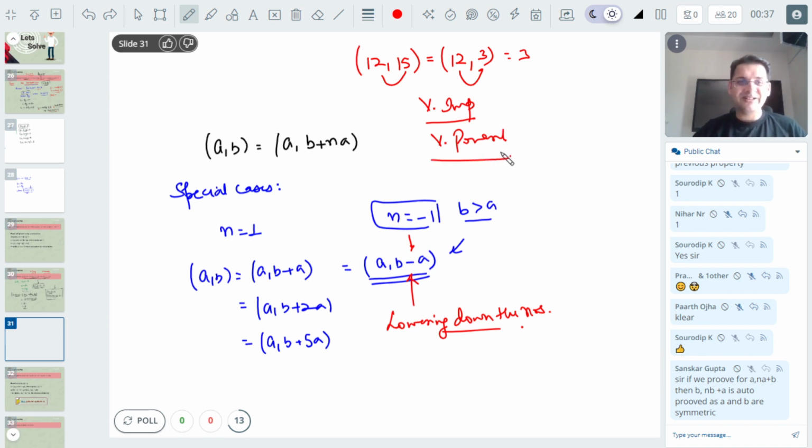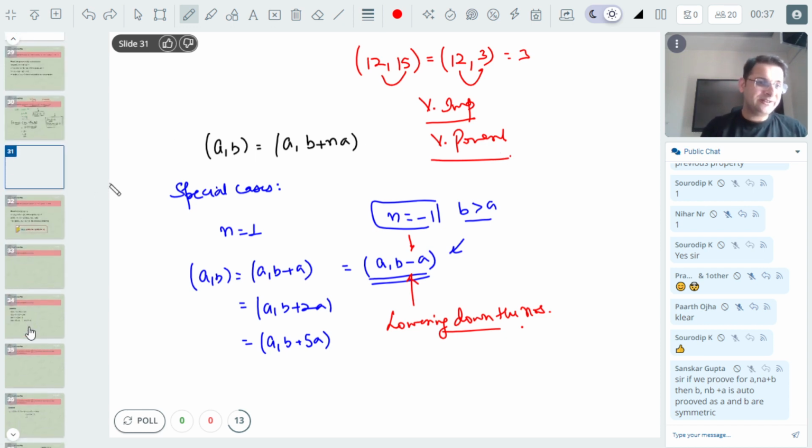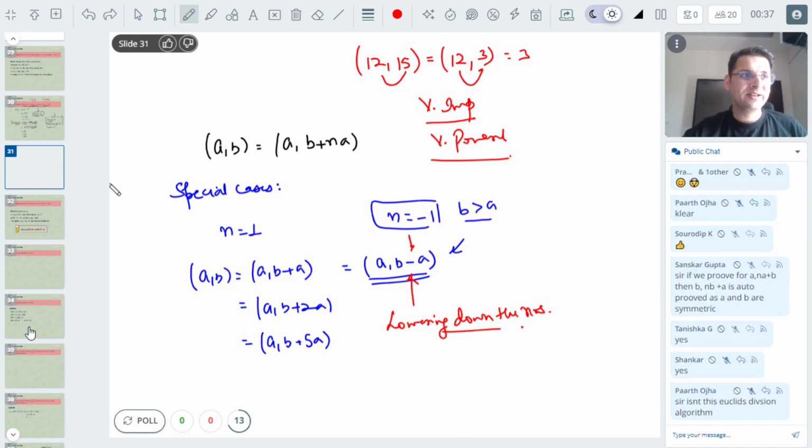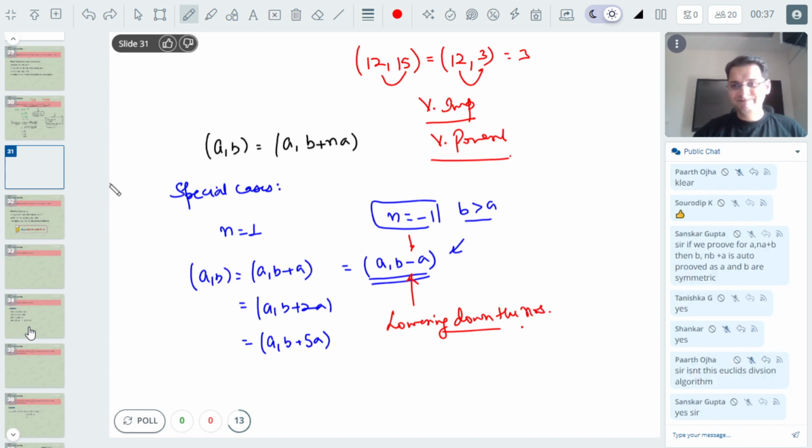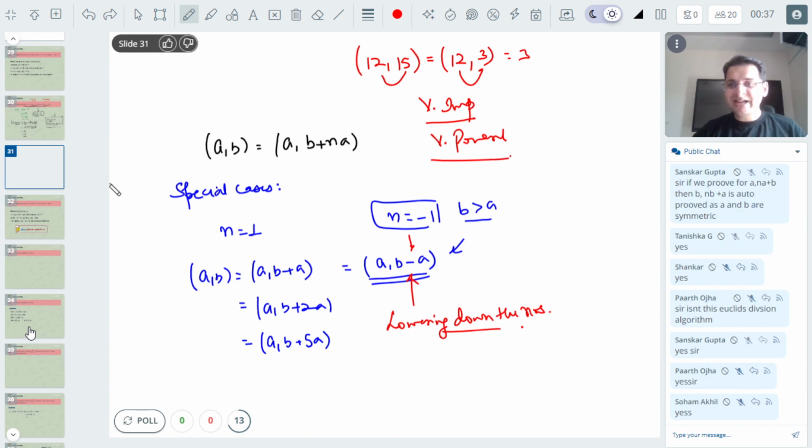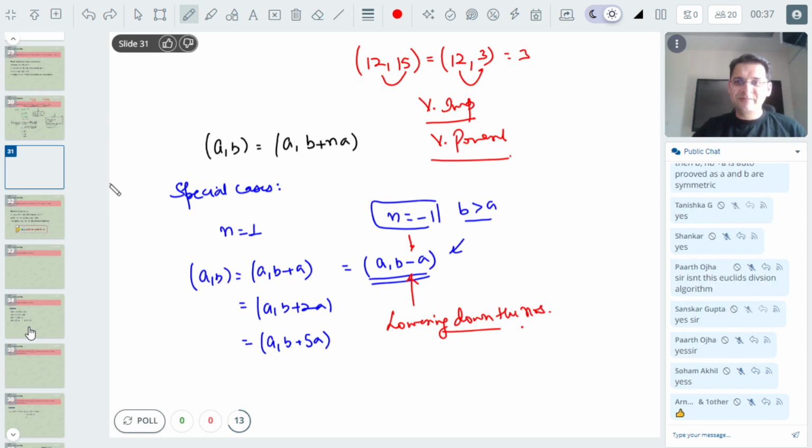Is this clear, everyone? This is very interesting, guys. Is this clear on the chat, everyone? Yes, exactly, Parth. This is essentially Euclid's algorithm only. But again, in books, this is not taught. What is the proof of Euclidean algorithm? So this is kind of a proof of Euclidean algorithm. All right.